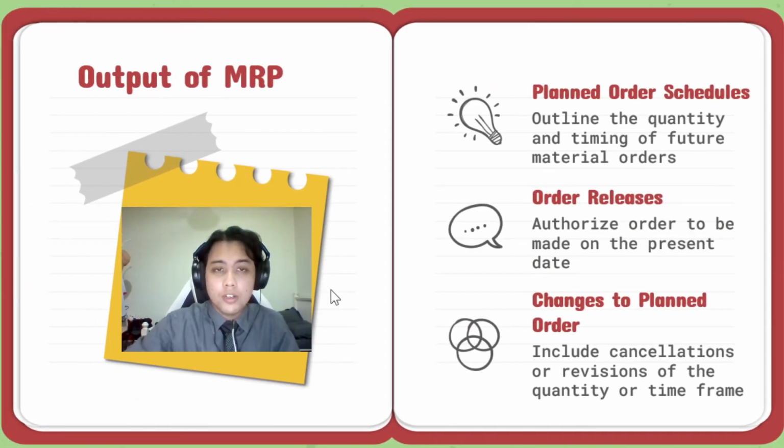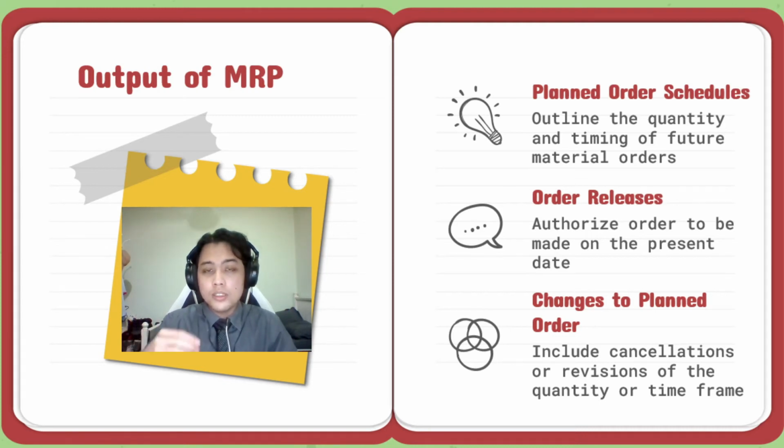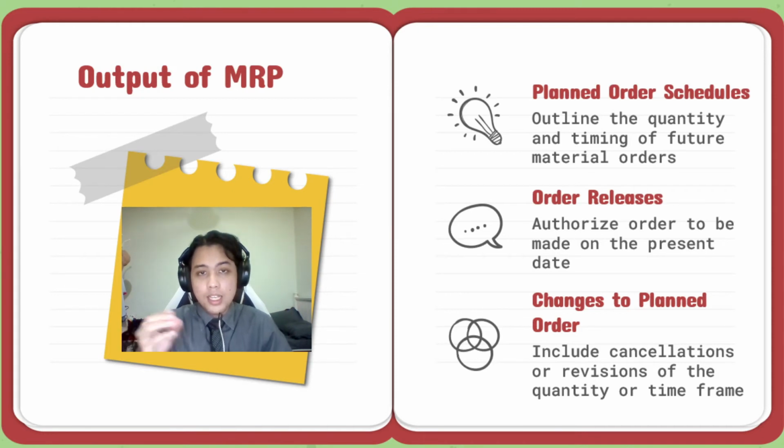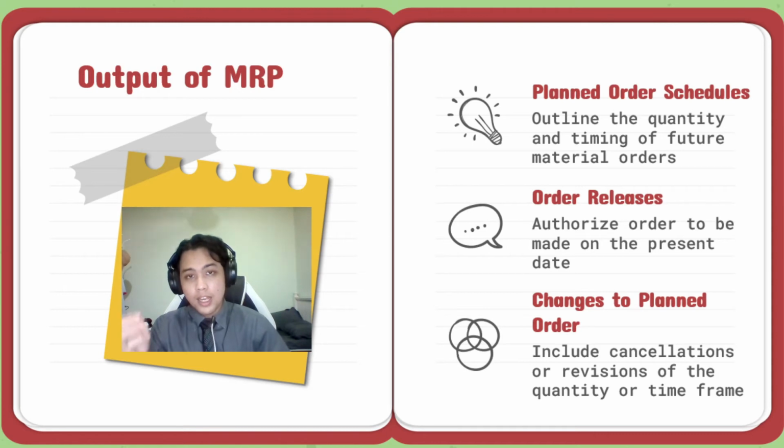Okay, so let's move to the output of MRP. It consists of three outputs: plan order schedules, order release, and changes to plan order. Plan order schedules outline the quantity and timing of material orders. Okay, so plan order schedules tell us about the plan orders that will be released on a future date. It is to ensure that it will meet the net requirements for the manufacturing and the orders will be met in the future.